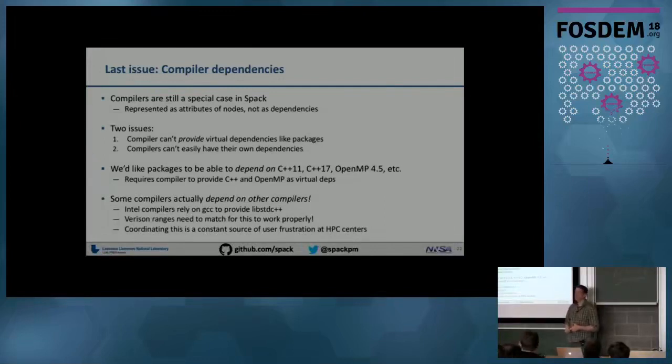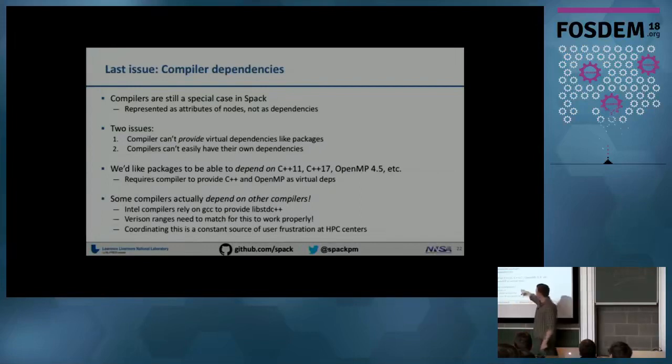where you don't have to remember all the different versions of the compiler that support the level of C++ that you care about. We don't want the packages to have to say, I need GCC 4.9.3, I need Intel 17, I need this other compiler at this version. We just want them to say, I need C++17, or I need these features from C++17. The other issue is that compilers in our current model can't easily have their own dependencies, and actually this comes up. You would be surprised.